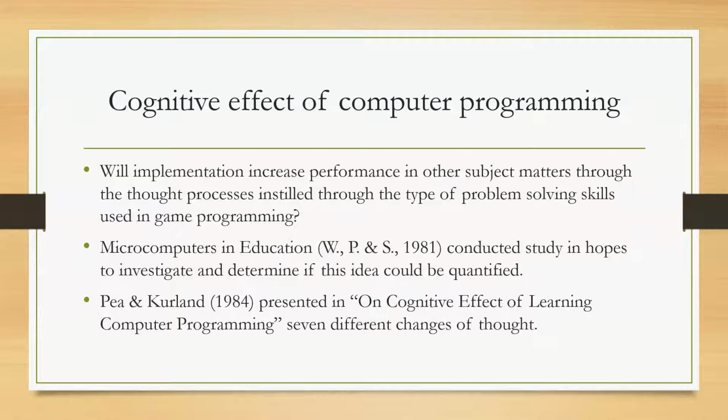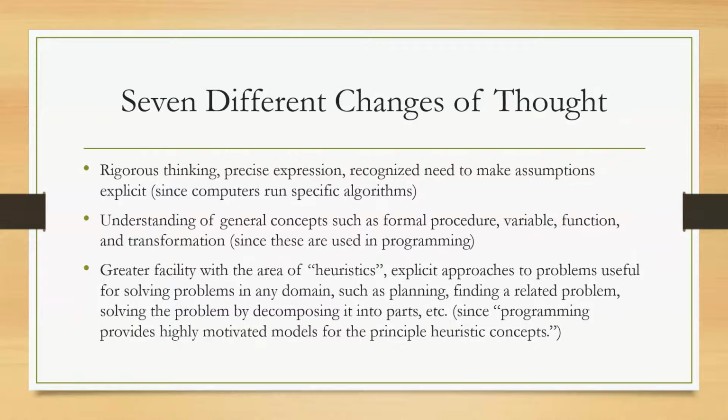P. and Kurland are the authors of the cognitive effect of computer programming, and they presented 7 different changes of thought that became present when a child is taught computer programming. The 7 thoughts are as follows. Rigorous thinking, precise expression, recognize need to make assumptions explicit, since computers run specific algorithms. This helps the child when they're looking at solving the problem.